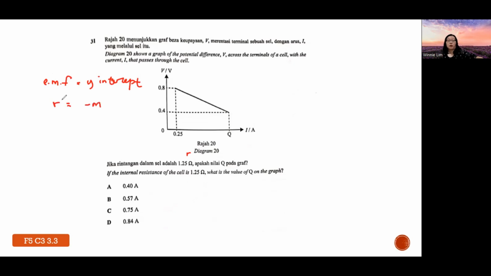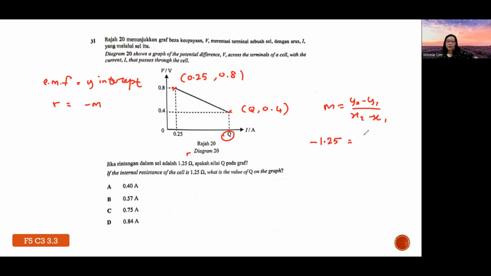Okay. Also, to get the value of Q, we relate with internal resistance, we find the gradient. So we need to have this coordinate. So this coordinate is (0.25, 0.8), and then this coordinate is basically (Q, 0.4). So now, because we are using the formula gradient, m equals y2 minus y1 over x2 minus x1. So the gradient should be negative. So my value becomes negative 1.25.